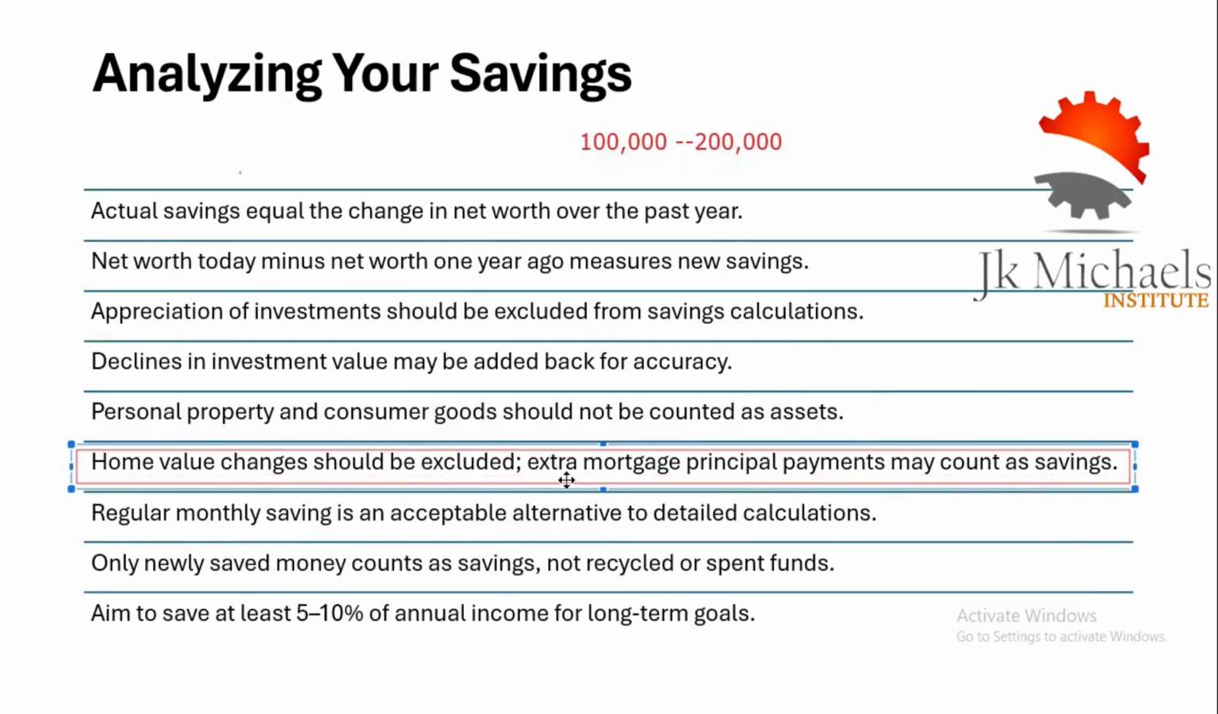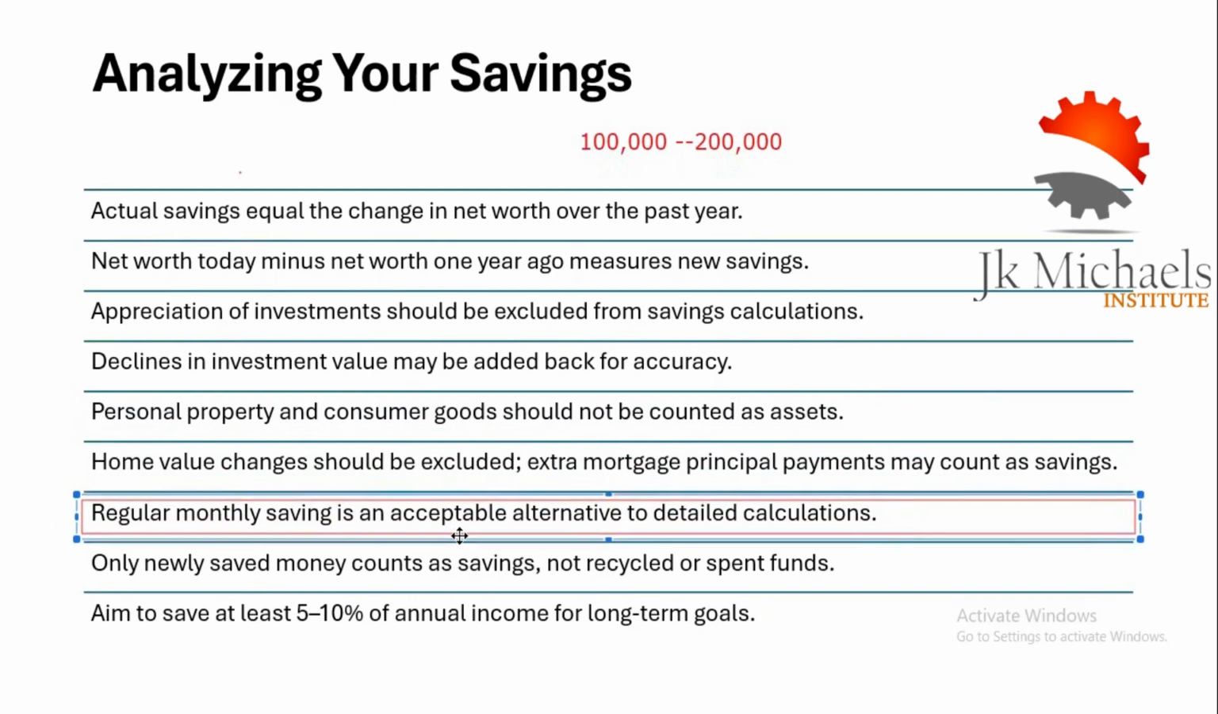If your real estate appreciates, it's the equivalent of the appreciation of assets or investments. So home value changes should be excluded. They are not savings. And then extra mortgage principal payments may count as savings. Regular monthly savings is an alternative.